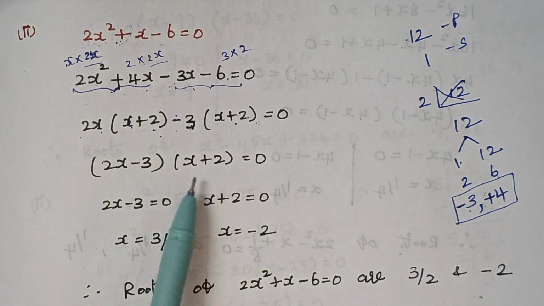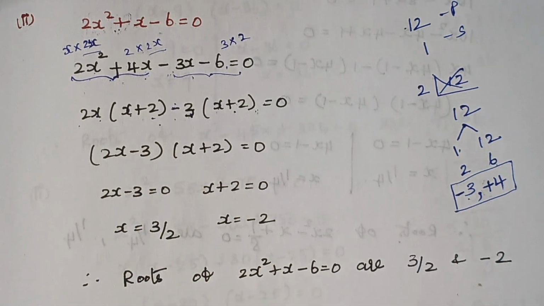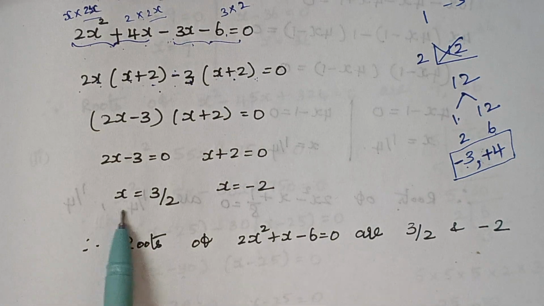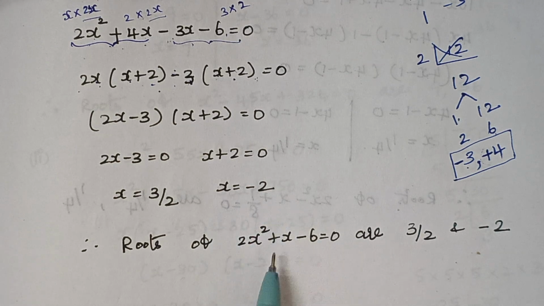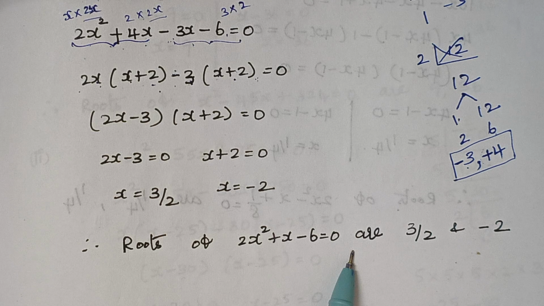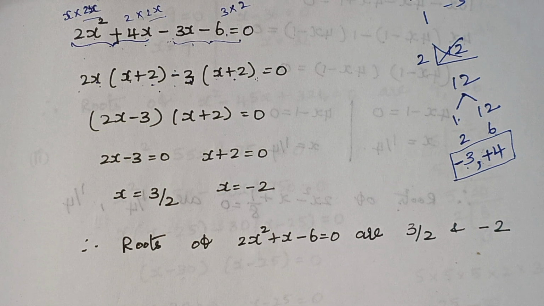Again, equate these two terms individually to 0. So here we are getting the answers as x equal to 3 by 2 and x equal to minus 2. Again, if you need to check, you can substitute these values in the given quadratic equation and finally you will be getting the answer as 0.